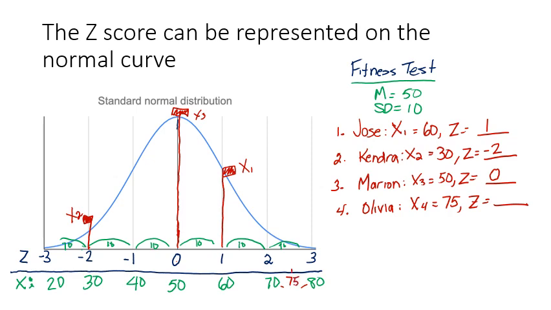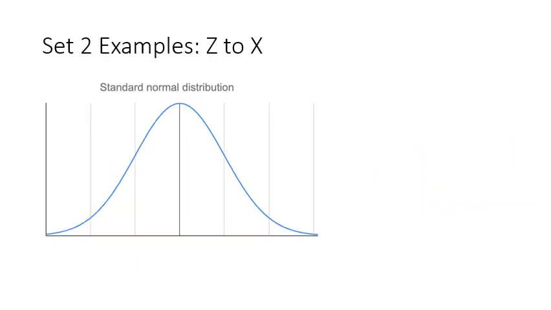So let's draw the line straight up and mark Olivia's score, X4. And we can see that it falls exactly halfway between the 2 and the 3. So the score must be 2.5, which is what would fall right between the 2 and the 3. And so that's how we can go from the X scores to the Z scores. We can, of course, do the same in reverse.